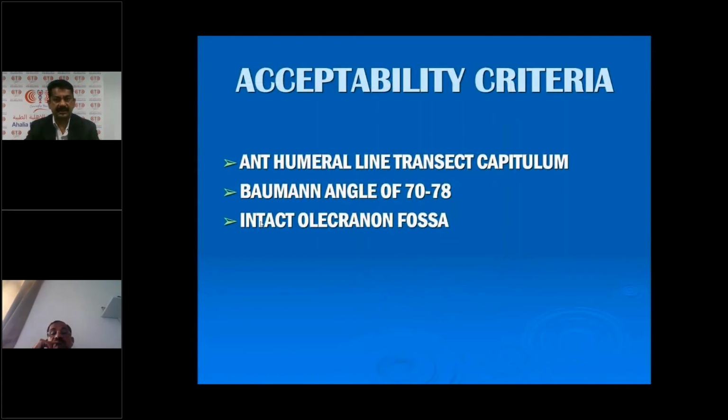The acceptability criteria: the anterior humeral line, which we have seen before. Once the fracture is reduced, it should transect the capitulum. Baumann angle of 70 to 78, and intact olecranon fossa. Also, people talk about intact medial and lateral columns.